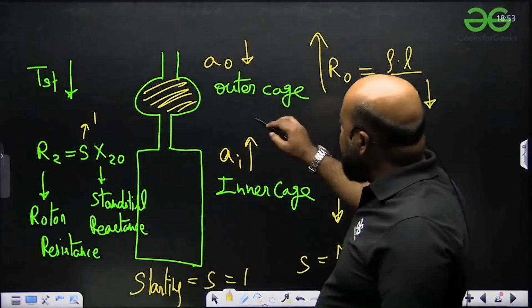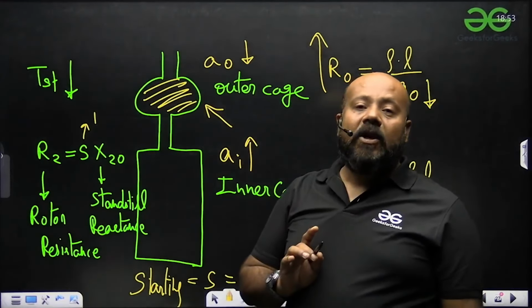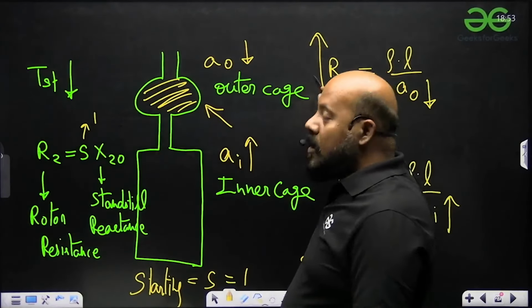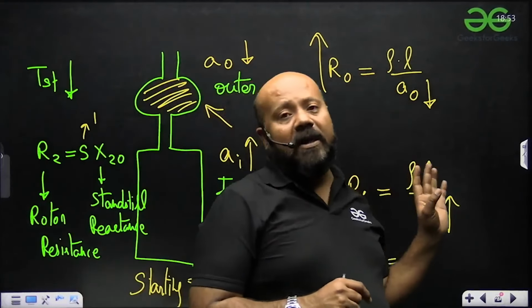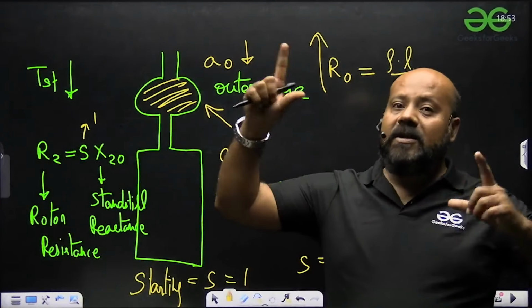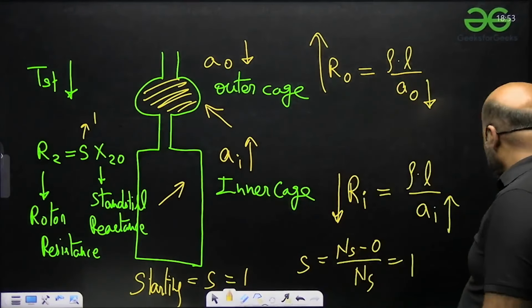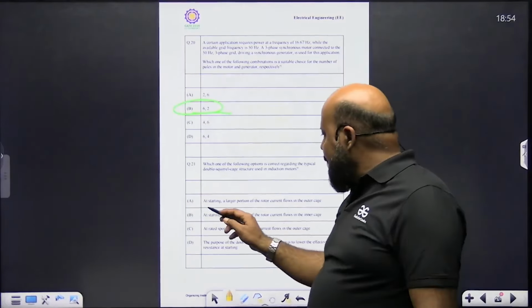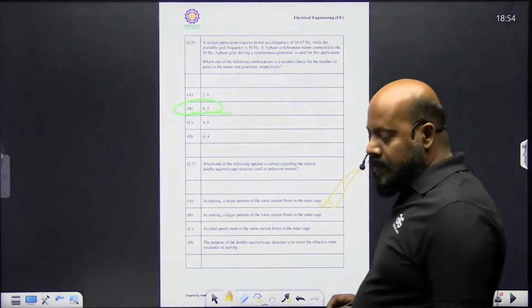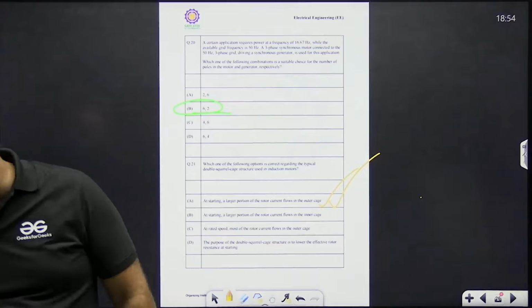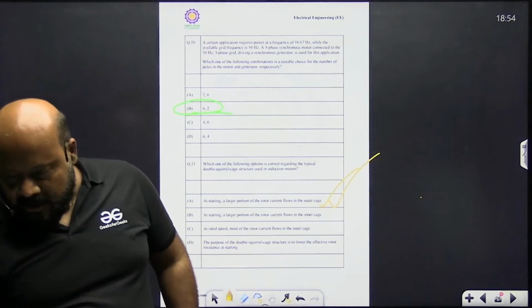इसीलिए जब स्टार्टिंग होती है तो ज्यादातर करंट आउटर केज से फ्लो होती है, और चूंकि उसका रेजिस्टेंस ज्यादा है तो रोटर का रेजिस्टेंस ज्यादा ऑफर होता है, तो हमें स्टार्टिंग टॉर्क ज्यादा मिल जाता है। बट जैसे ही रेटेड स्पीड पर मोटर पहुंचती है तो ज्यादातर करंट किससे फ्लो करती है? इनर केज से फ्लो करती है। तो अगर आप ऑप्शंस देखें तो डायरेक्टली आप आंसर कर सकते हैं, एट स्टार्टिंग ए लार्जर पोर्शन ऑफ द रोटर करंट फ्लोज इन द आउटर केज। सो ए इज द करेक्ट ऑप्शन। नेक्स्ट कौन सा क्वेश्चन है?